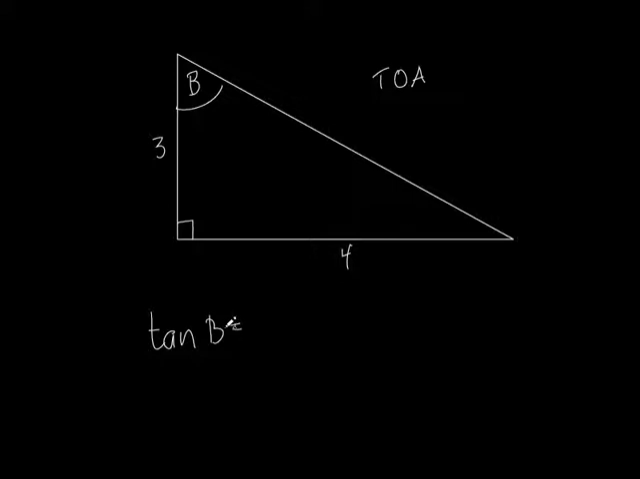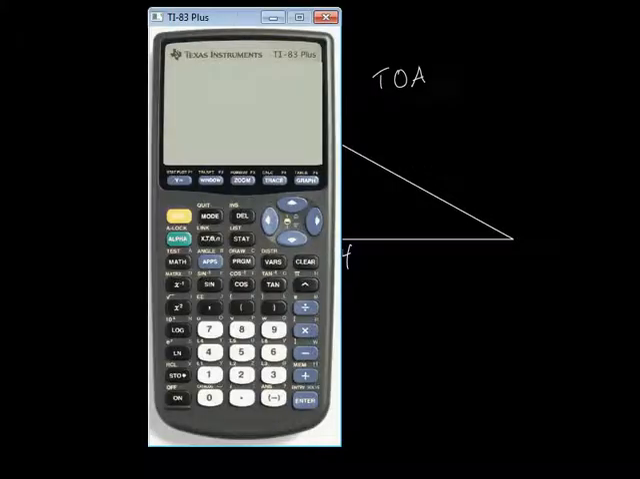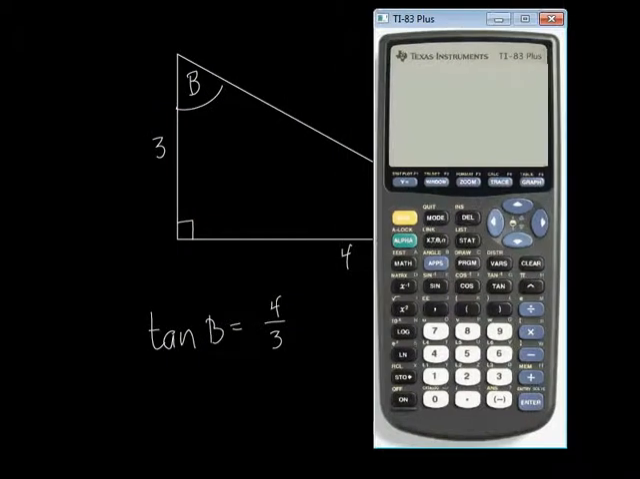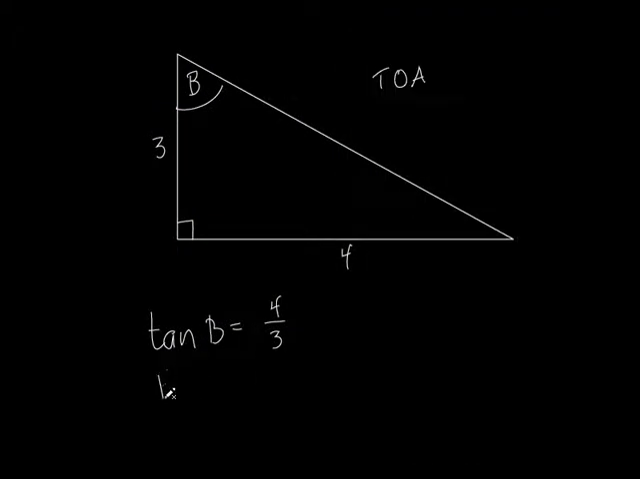So the tangent of angle B is equal to what? Opposite over adjacent. Which one's opposite? 4 over 3. Everybody see that? Now, I've got to solve for B first. How do I get rid of that tangent? Take the inverse. Right. Take the inverse tangent. So B is equal to the inverse tangent of 4 over 3.